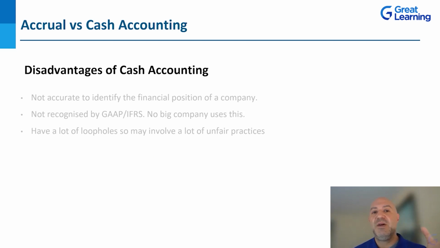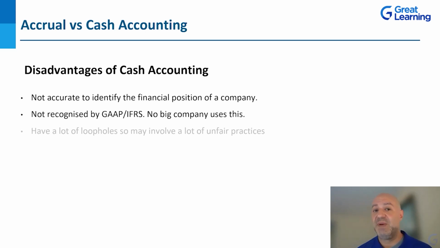So there are disadvantages of cash accounting. There are always pros and cons with a certain approach. So let's go through the disadvantages. One, it's not accurate to identify the financial position of the company. It doesn't give a clear-cut picture of the financial health. And that's a big disadvantage of cash versus accrual. It's not recognized by GAAP or IFRS. No big companies use this.